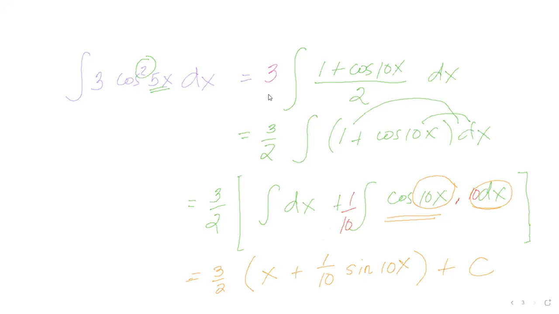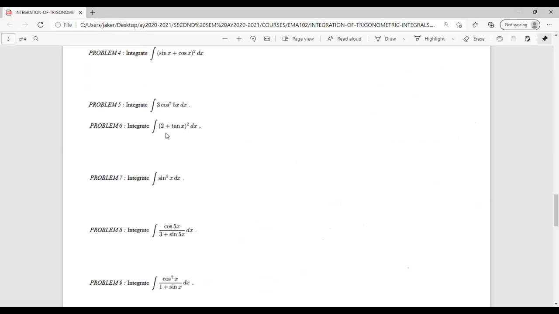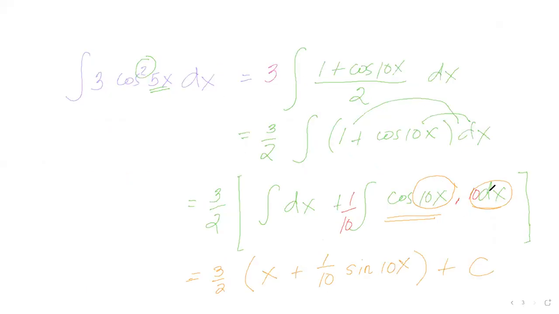So we will have a lot. We can cover a lot. So this one, 2 plus tangent of x squared. I think you will know what to do here. 2 plus tangent of x, quantity squared. So this would be the integral of 2 plus tangent of x squared dx. What will you do?